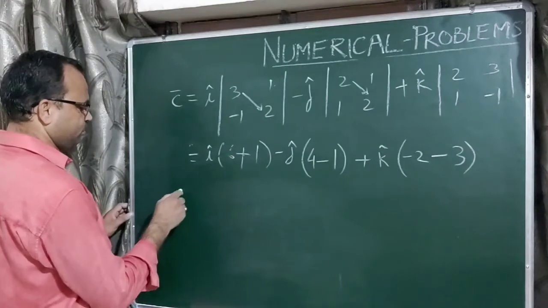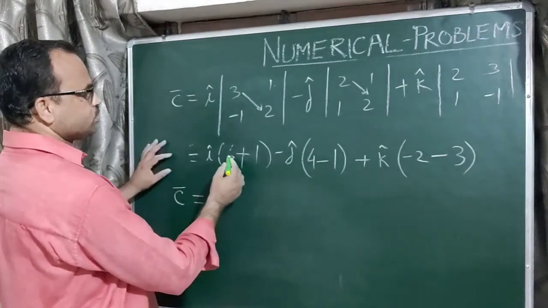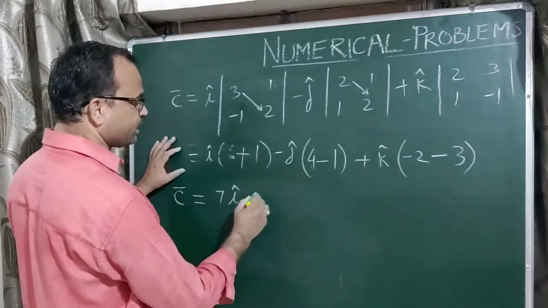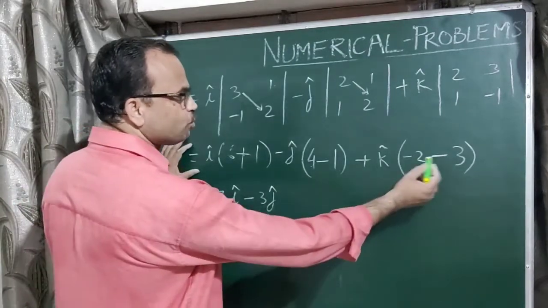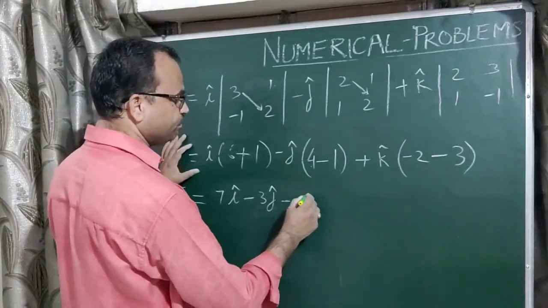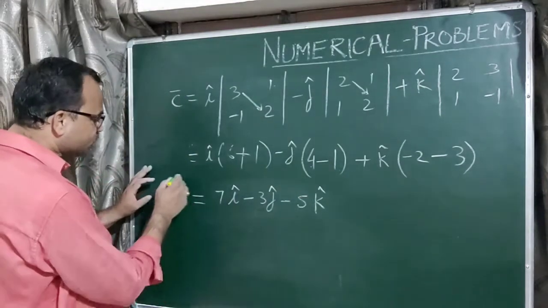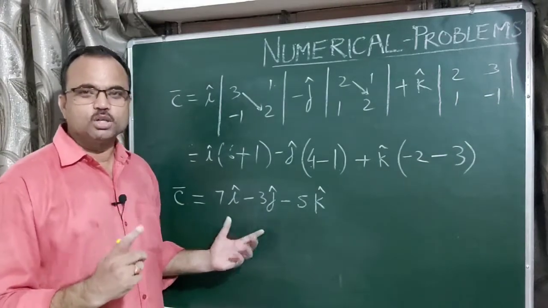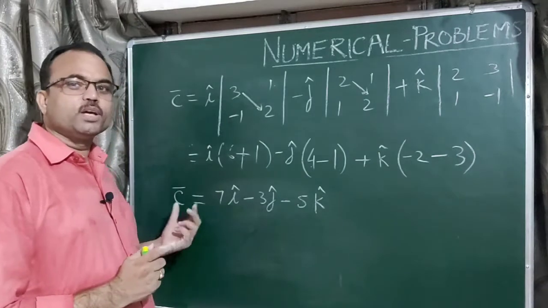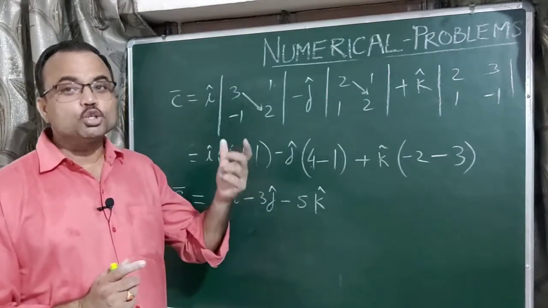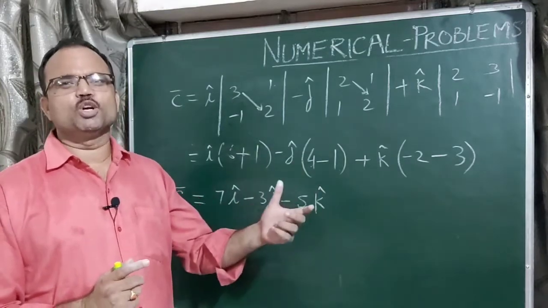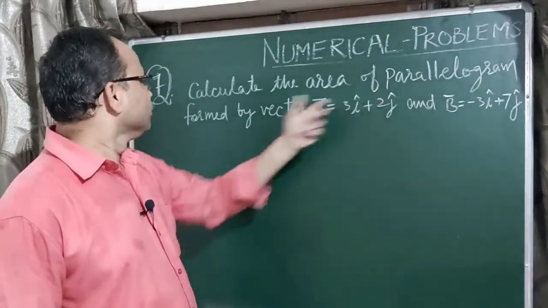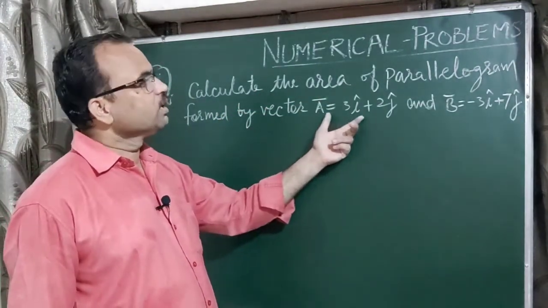So C vector is equal to 6 plus 1 means 7 I cap. 3 minus 1, 4 minus 1 is 3, means minus 3 J cap. Minus 2 minus 3 means minus 5 K cap. Okay. So this C vector is perpendicular to both A vector and B vector because it is the resultant of A vector cross B vector, which is always perpendicular to A vector and B vector.